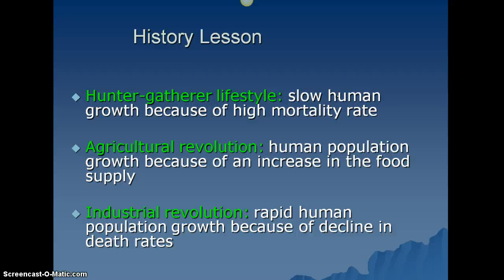One of the main ones is sanitation. People realized that you can't just have sewer waste going down the middle of the road, and so sanitation was a big key to the reduction of illness. And also advances in medicine.